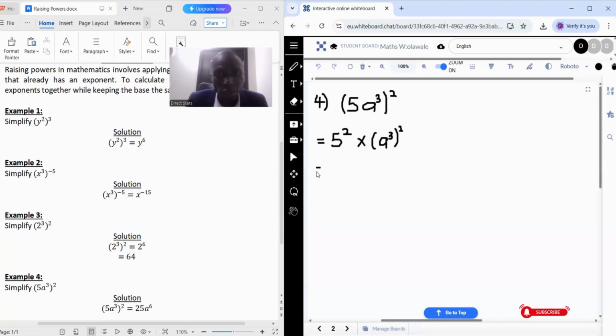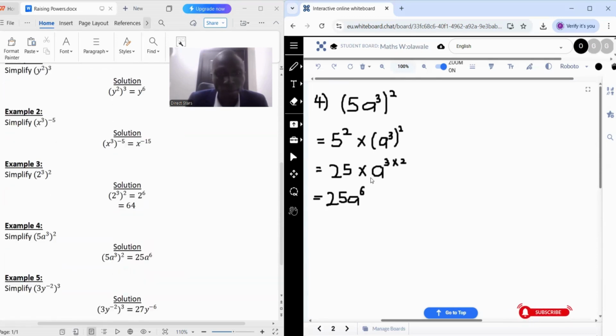Then 5 raised to the power 2, we're going to have that to be 25. Then multiplied, and we have this to be a raised to the power of 3 times 2. We can have this to be equal to 25, 3 times 2, we're going to have that to be 6. So we can have this to be 25a raised to the power of 6.